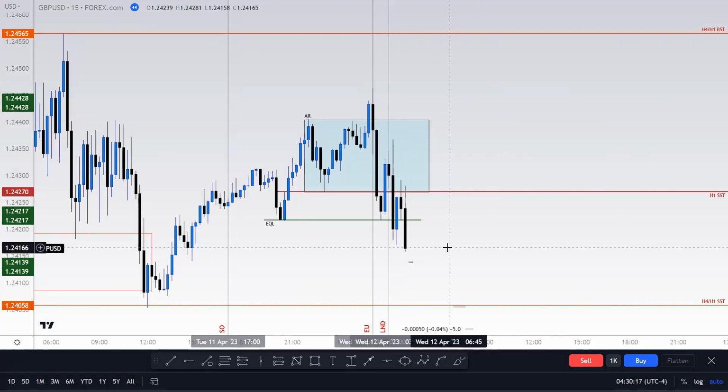One of them is NFP. You always need to be aware of when NFP is going to be taking place, and that's always going to be on the first Friday of every month. The second red news event to always be aware of is the interest rate decision by the Fed, and also the interest rate decision by the Bank of England.